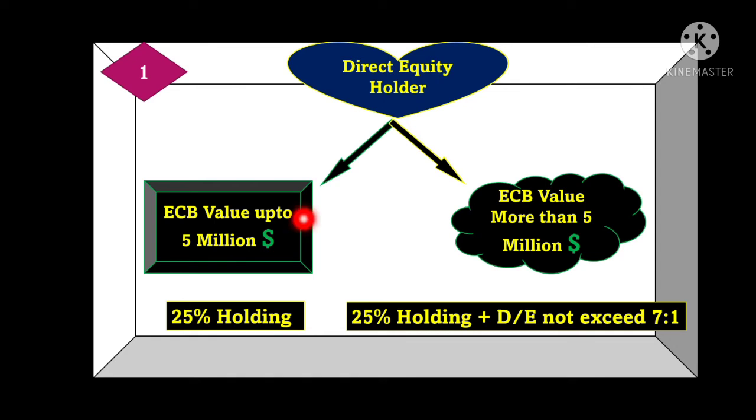So here the lender has to maintain a minimum 25% holding in the borrower company if the value of the ECB transaction is within $5 million. If the value of the ECB transaction is more than $5 million, then it also has to maintain 25% holding. Along with that, the debt-equity ratio should not exceed 7:1. Earlier it was 4:1. Now it is 7:1.